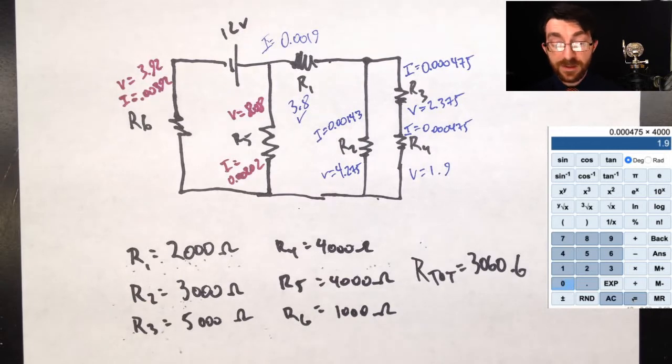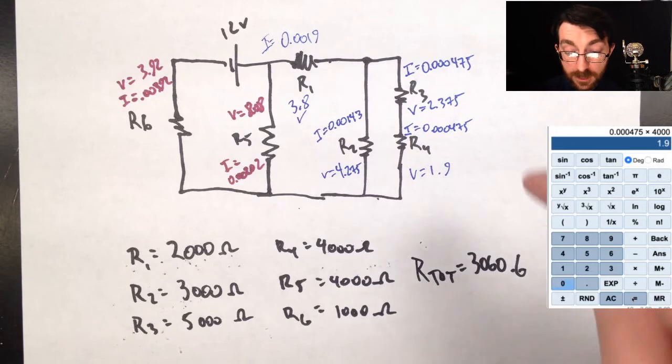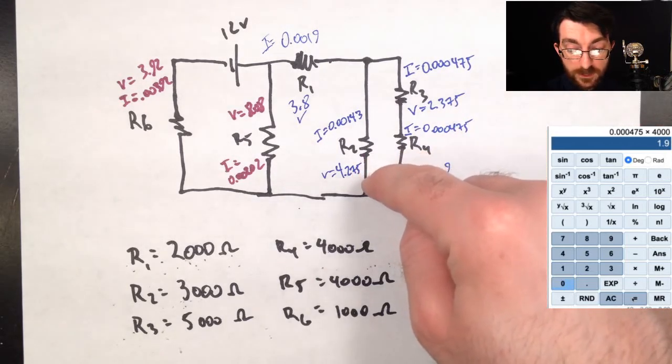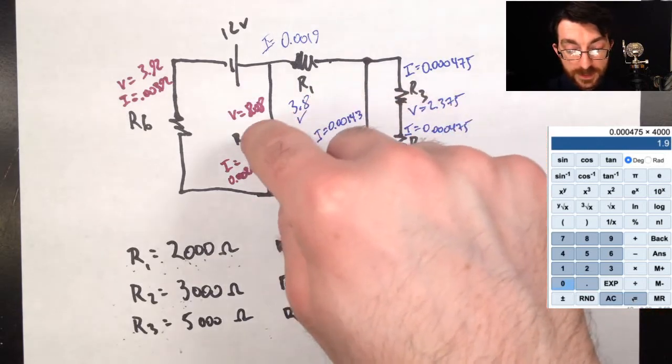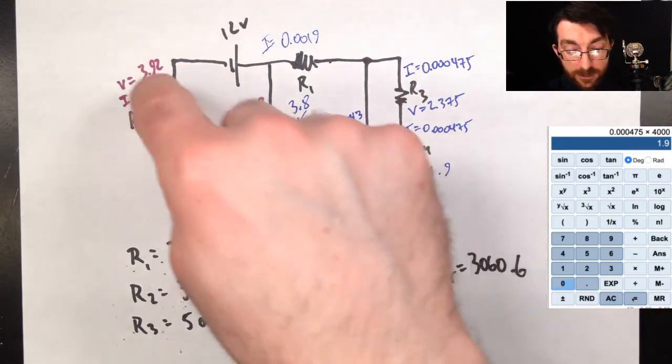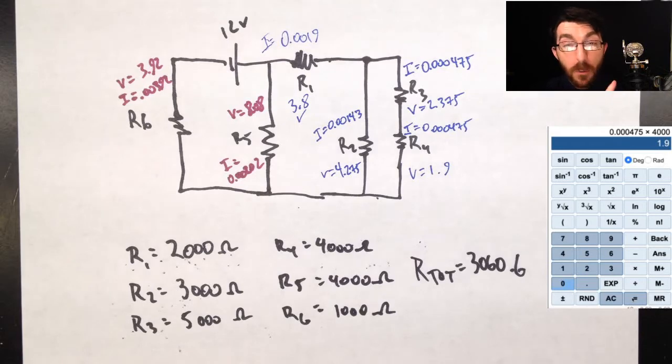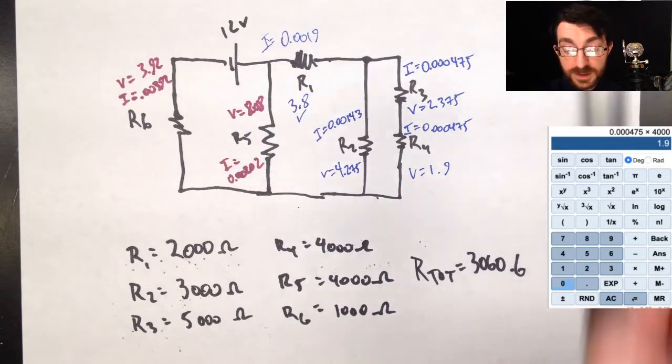So let's just make sure everything adds up that ought to add up. For example, all of the voltages should add up to 12. And I don't mean like 2.375 plus 1.9 plus 4.275 plus 3.8 plus 8.08 plus 3.92. That's not what I mean. What I mean is, as you pass through this circuit, no matter which way you go, you should pass through 12 volts.